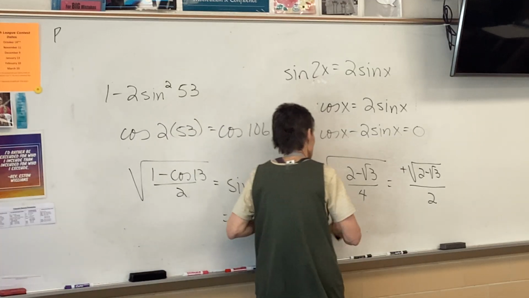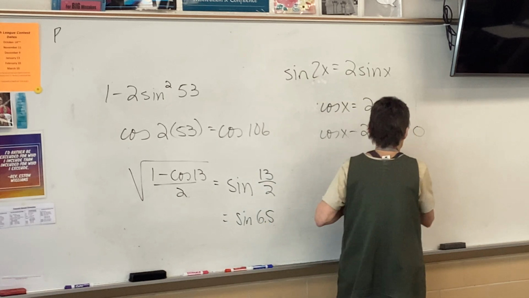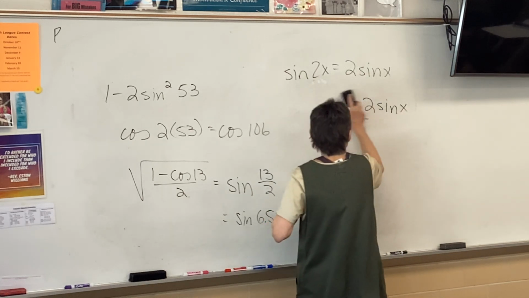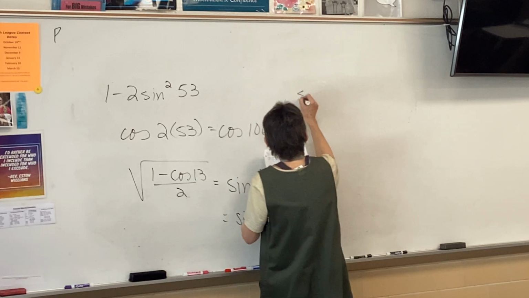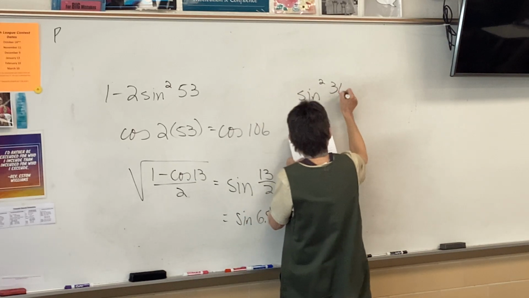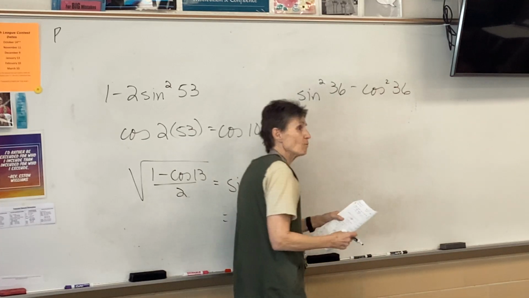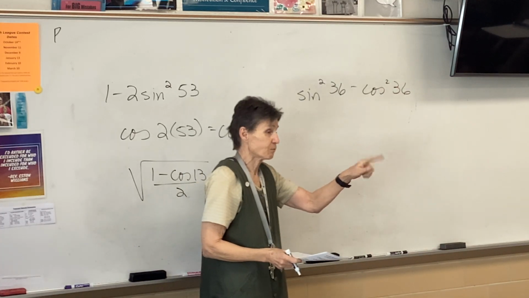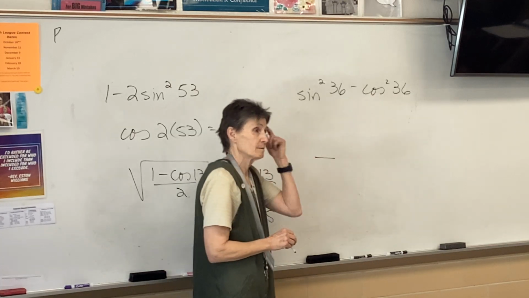C's another one of the tricky ones. What's wrong with C? I heard somebody say it. It's flipped. Isn't it backwards? Yeah. It's gonna be negative. So figure out which formula it is first of all, and then it's gonna be negative, that formula.